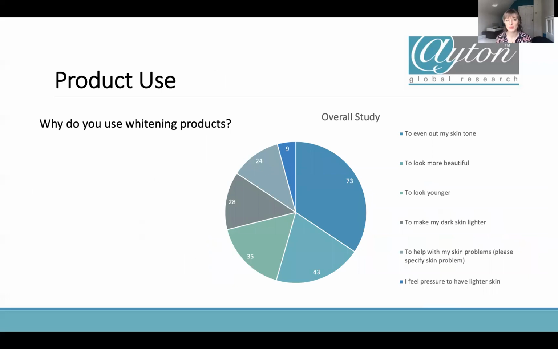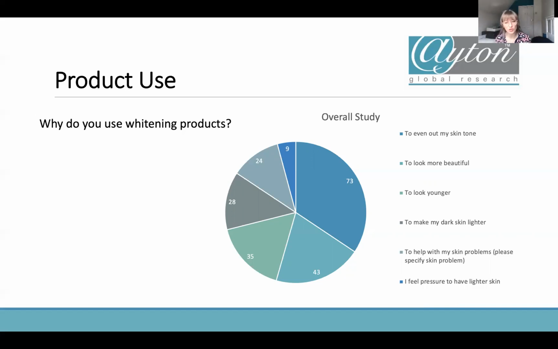So overall, we looked at why people use whitening products. The overwhelming majority was saying it's to even out their skin tone. A good amount of people said it's to look more beautiful, which again can be from evening out skin tone. It can be from fixing a skin problem. Some people wanted to look younger. Some people wanted to make their dark skin lighter. Other people wanted to help with specific skin problems, and others felt pressure to have a lighter skin tone.